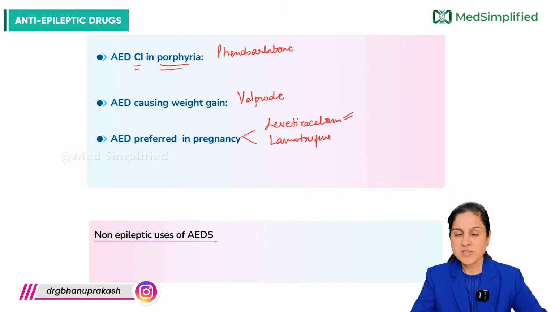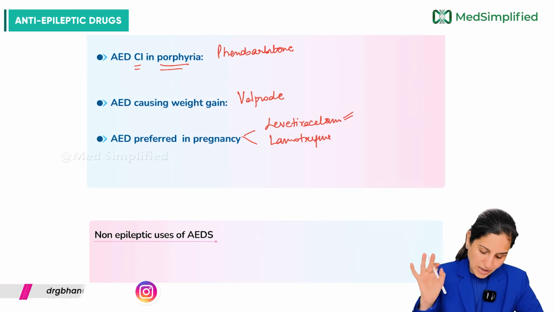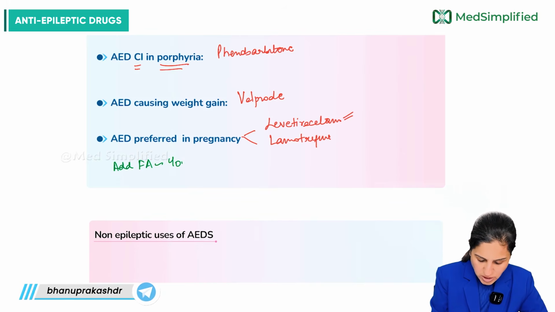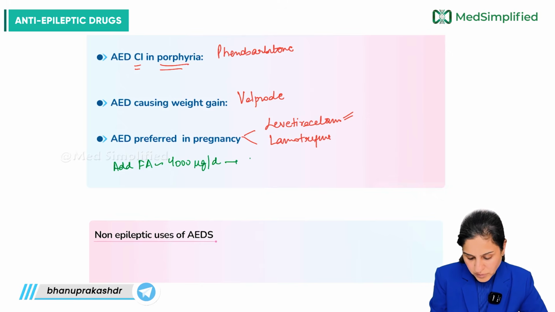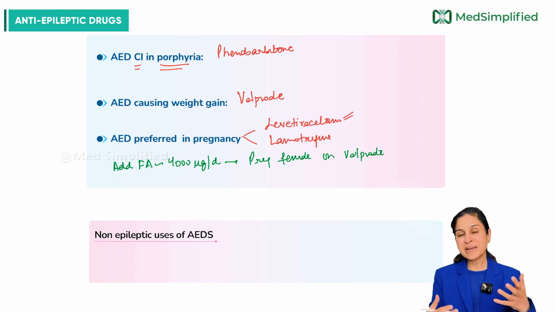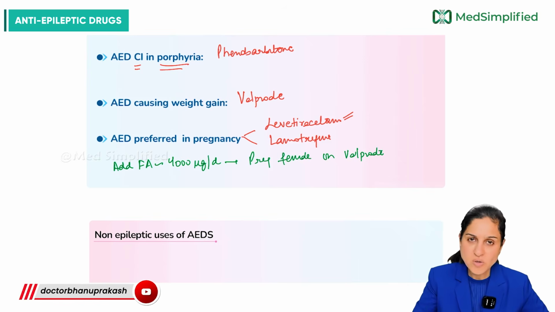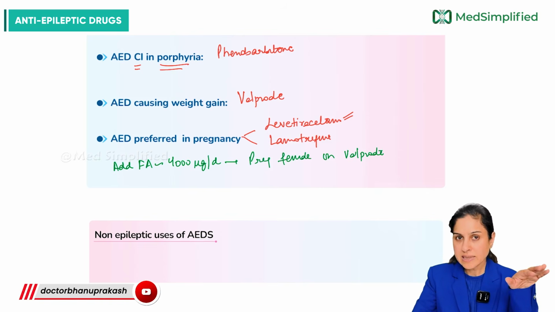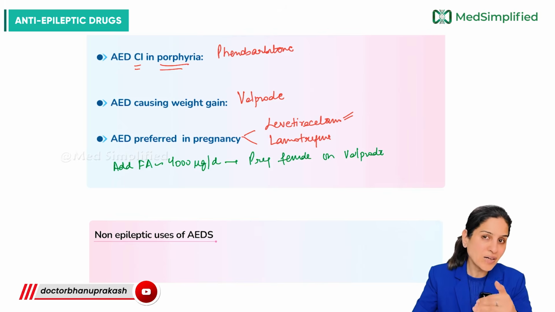You will fix it at the best possible dose, and you will add more folic acid. About 4,000 micrograms per day you will give. To whom? To a pregnant female on valproate. That's the best you can do, because this might help decrease the incidence or the severity of spina bifida.